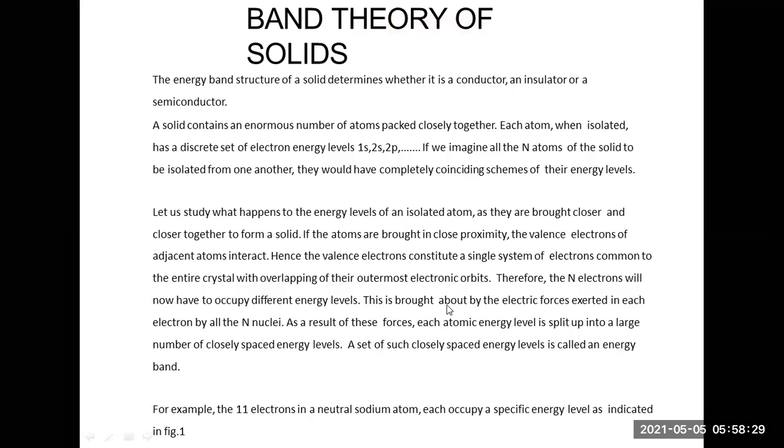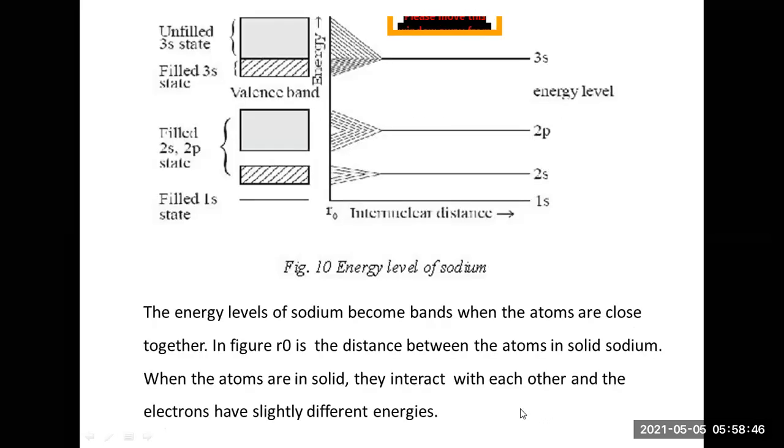If there are n electrons, they will have different energy levels. We just take an example of the sodium neutral atom. Each atom will have a particular energy level. You can just see this. The energy levels of sodium become bands. As I just told you, since the atoms are in very close proximity to each other, they will form a band.